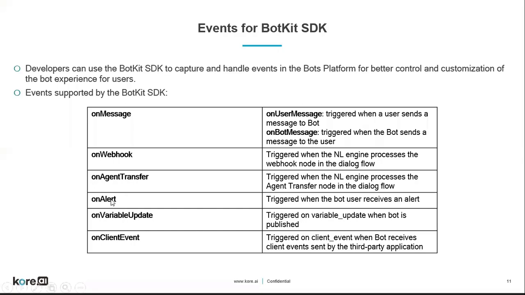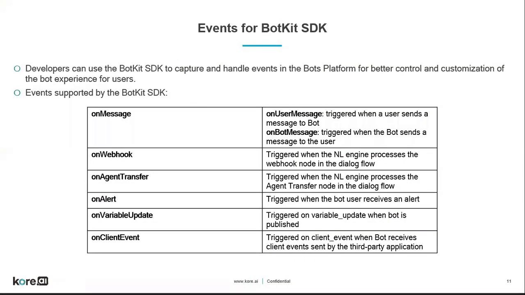Similarly, you have on alert. If you have alert tasks and the bot receives an alert, then on the BotKit, this is the event that gets triggered. On variable update is triggered whenever the bot is published. And any client third-party application events can be handled through the on client event. So these are different events, and in each of these events, you can tell the BotKit what the behavior of the bot will be. You can set up the entire behavior of the bot depending on the event that you want to track within this particular BotKit.